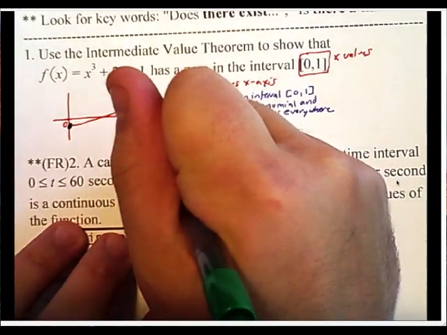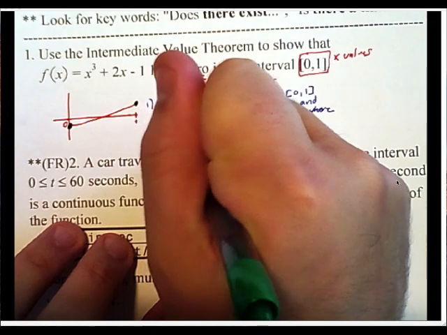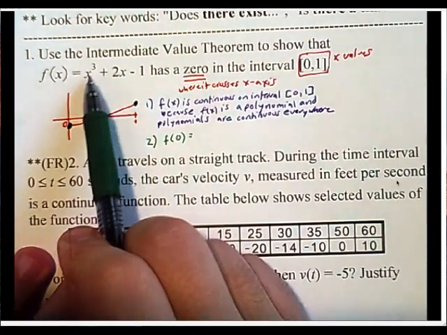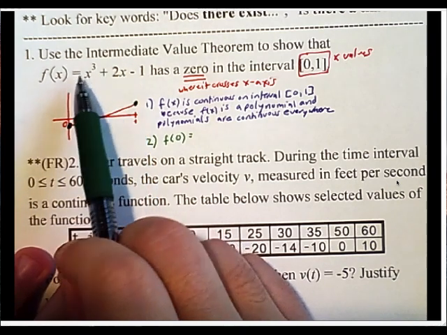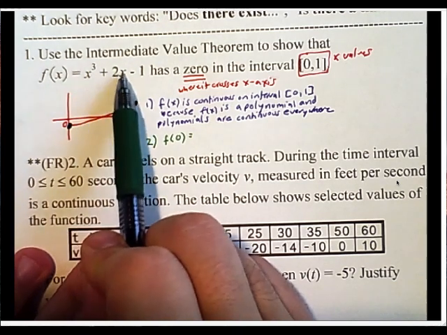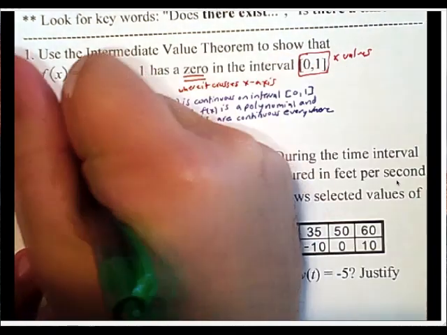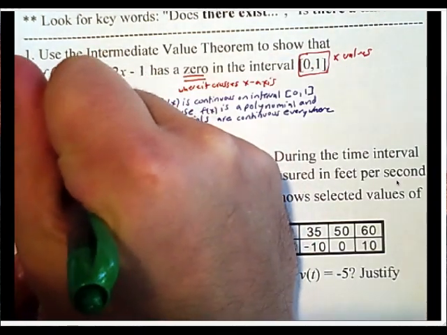Well, let's figure out what f of 0 is. If I do this algebraically, I'm just going to plug in 0 everywhere I see an x here. So 0 cubed, that's 0. 2 times 0, that's 0, minus 1. So f of 0 is negative 1. So this right here has a y value of negative 1.